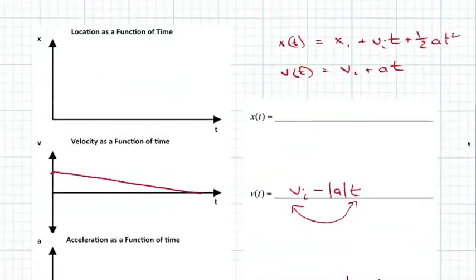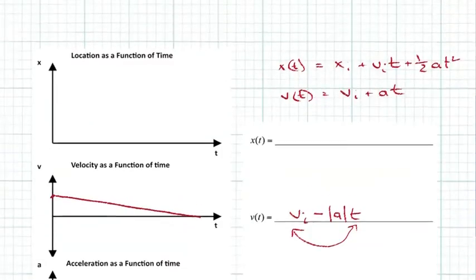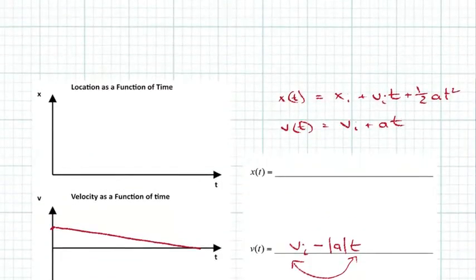So this is our velocity as a function of time. The velocity is getting more and more negative because the acceleration is causing it to be more negative. All right, the last one. Here we go. Position as a function of time.